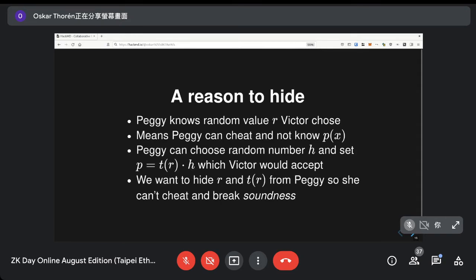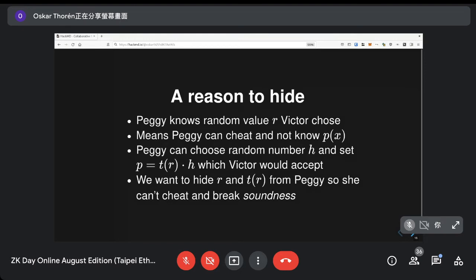So in the previous example, Peggy knows the value r that Victor chose, and that's a problem because it means that Peggy might not actually know p of x at all. Peggy can instead cheat by choosing a random number h and setting p equal to t, the target polynomial evaluated at r, times this random number h. Victor would accept this because the consistency check would pass, despite the fact that Peggy doesn't know p of x, so it breaks soundness.